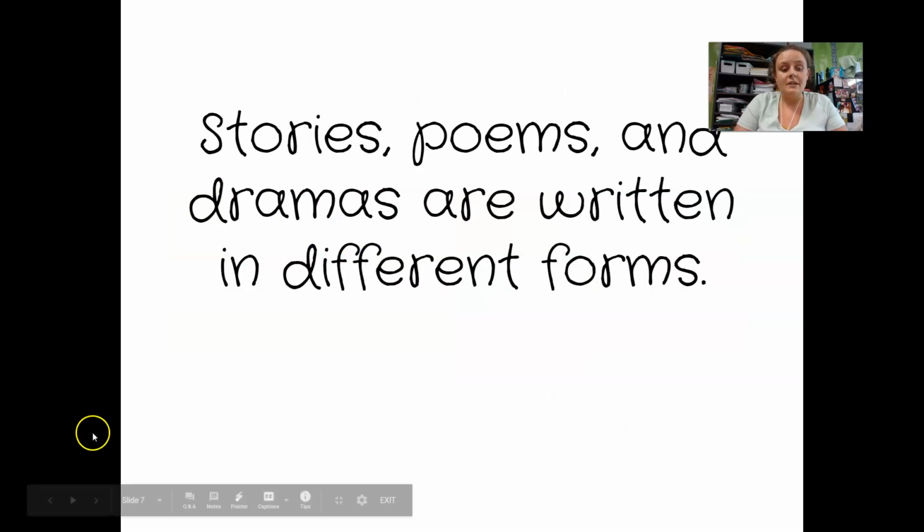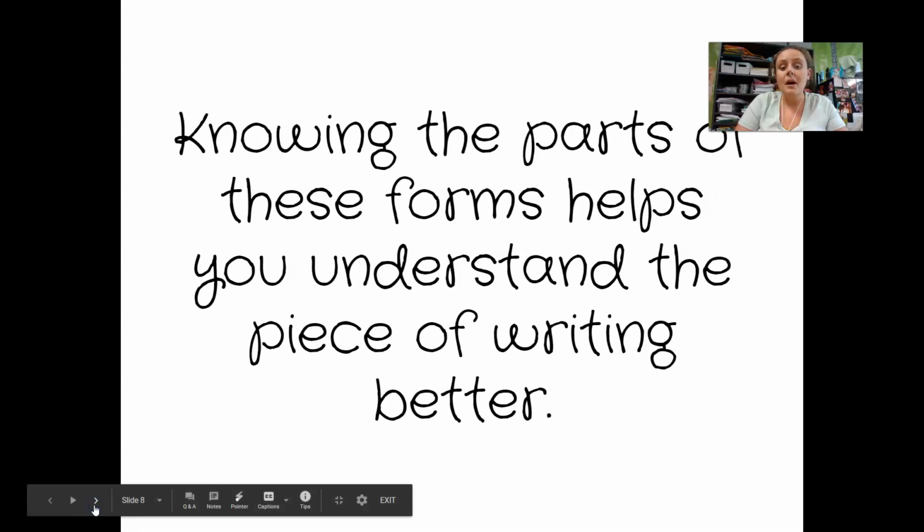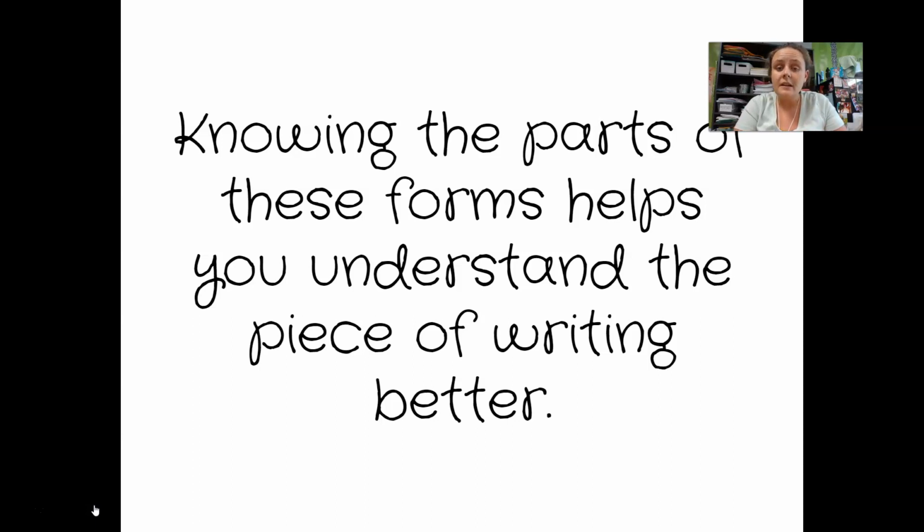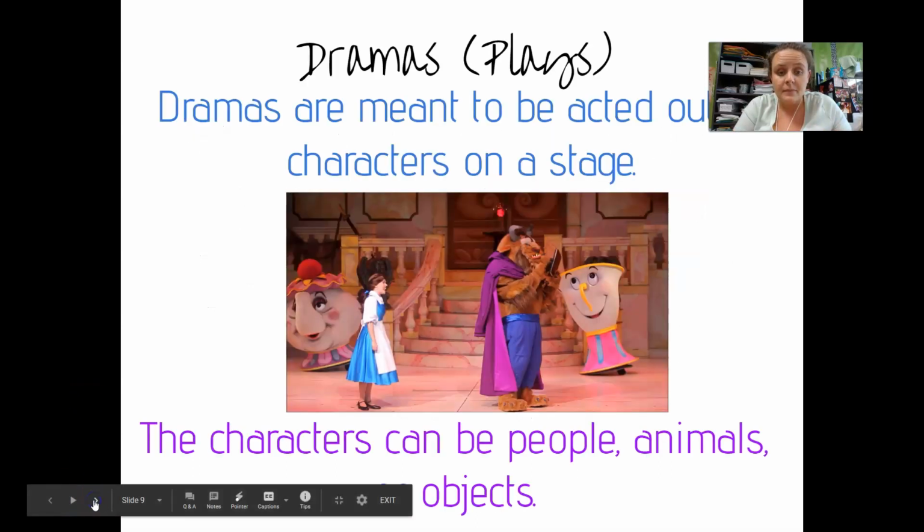Stories, poems, and dramas are written in different forms. So even though they have some of the same elements, they're written in a different way. Knowing the parts of these different forms helps you understand a piece of writing better. So if you're given a drama, also known as a play, you want to know the elements of that drama so you can really figure out what's going on. You need to know where the important things are on that script, which is what a drama is called, to be able to read it as best you can.